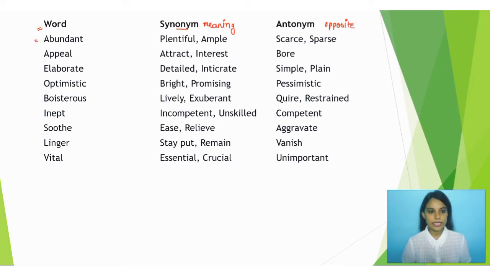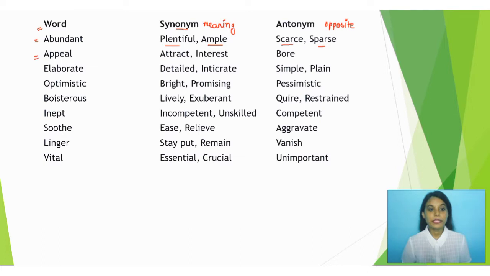First is abundant. Abundant means like in excess you have, like plentiful. Yeah, good word they have given. Ample you have. And the opposite would be scarce, like very little, sparse, very little, all right.